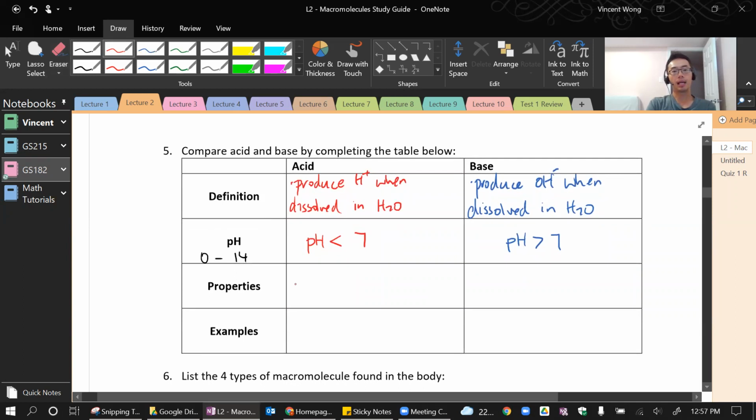Properties. Acid will be sour, not that you should be tasting anything in the lab, and it will be corrosive. Base, on the other hand, is bitter. Put a bar of soap in your mouth tonight, you will know that it's bitter. Right? Cleaning products are base and also corrosive.